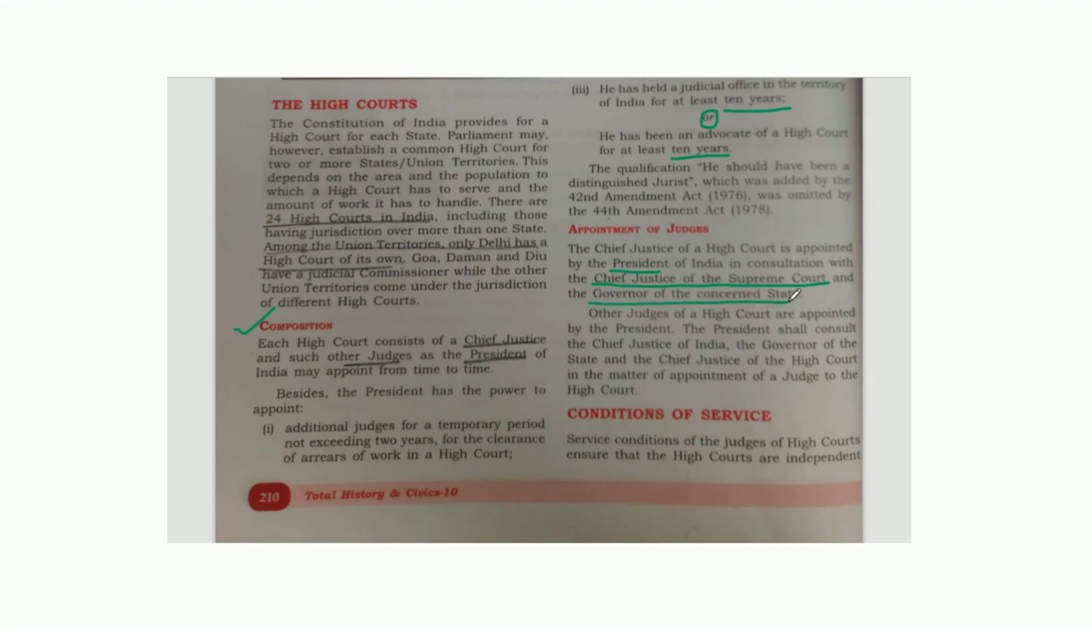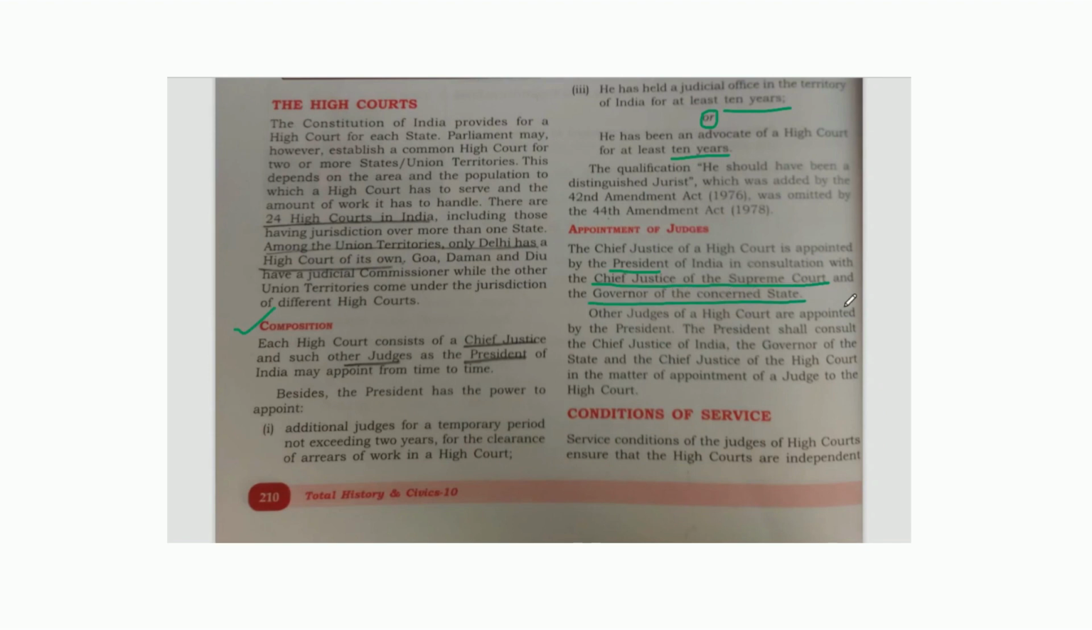So you can always write CJI plus G to remember. P is equal to CJI plus G. I know it's funny, but you can always remember like that. That president appoints the Chief Justice of High Court in consultation with the CJI, that is the Chief Justice of India, plus the governor of that concerned state.